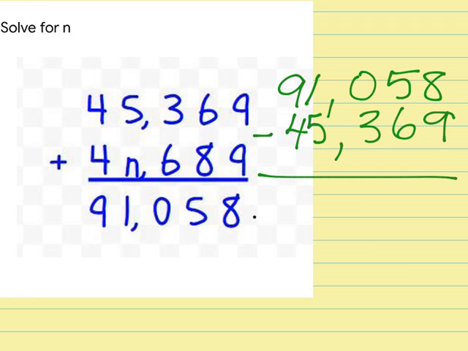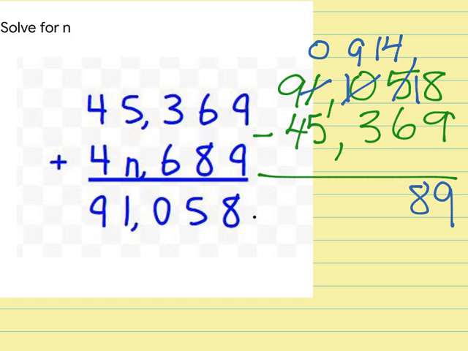Okay, I cannot do 8 minus 9, so I'm going to borrow from my tens. That leaves me with 4. 18 ones minus 9 is 9. I cannot do 4 minus 6. I can't borrow from my hundreds, so I have to go all the way over to my thousands and borrow. Now I can borrow from my hundreds, and that leaves me with 9. Now I have 14, take away 6 is 8. 9 take away 3 is 6.